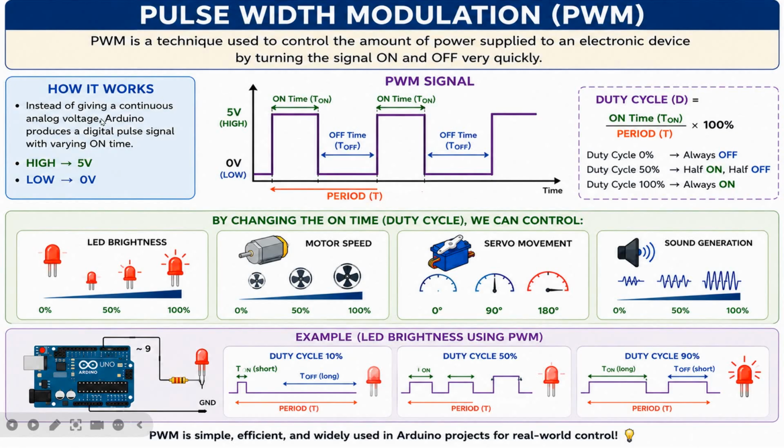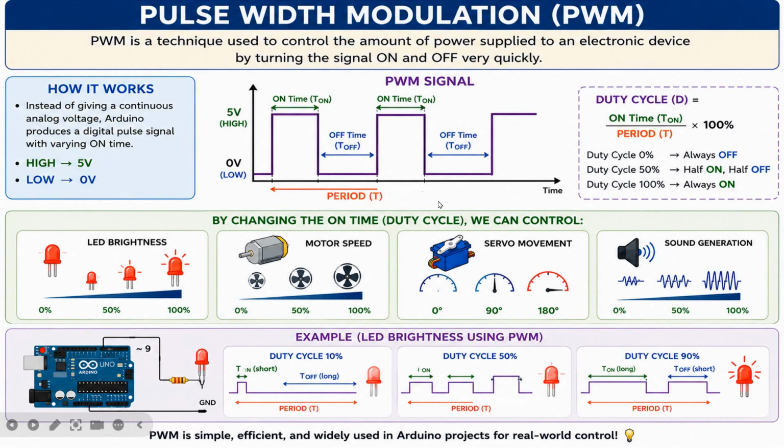Now how does it work? Instead of giving a continuous analog voltage, here Arduino produces a digital pulse signal with varying on time. That is, here we will be varying the on time and the off time. If we vary only the on time, automatically the off time gets varied. High is nothing but a 5 volt voltage and low is 0 volt.